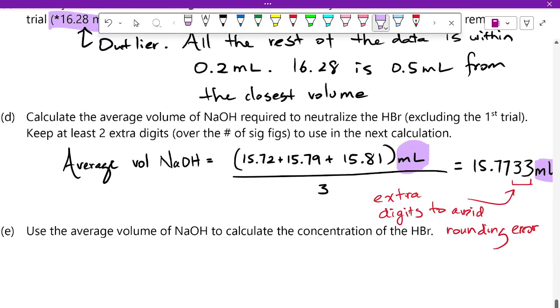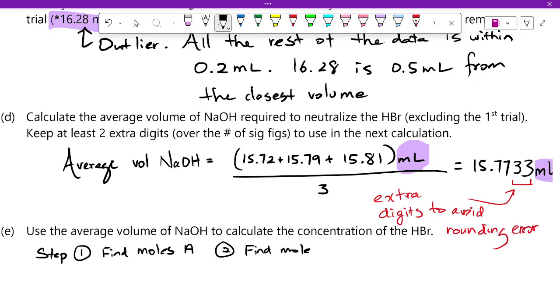And now you are going to use the average volume of NaOH to calculate the concentration of the HBr. Give it a try. Remember, step 1 is find moles of A. Step 2, find moles of B. Step 3, find whatever you're asked for.